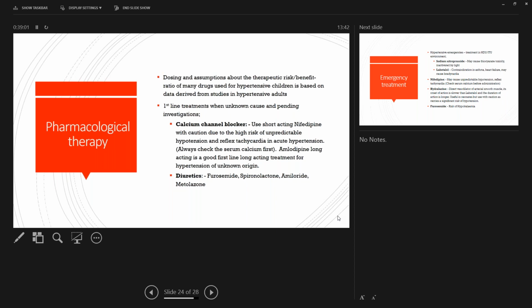Diuretics as well, so your loop diuretics, furosemide, you may want to consider your potassium sparings, your amilorides, and then spironolactone and metolazone, also good options. Just want to use these with caution if you're considering that the child may have a degree of AKI.